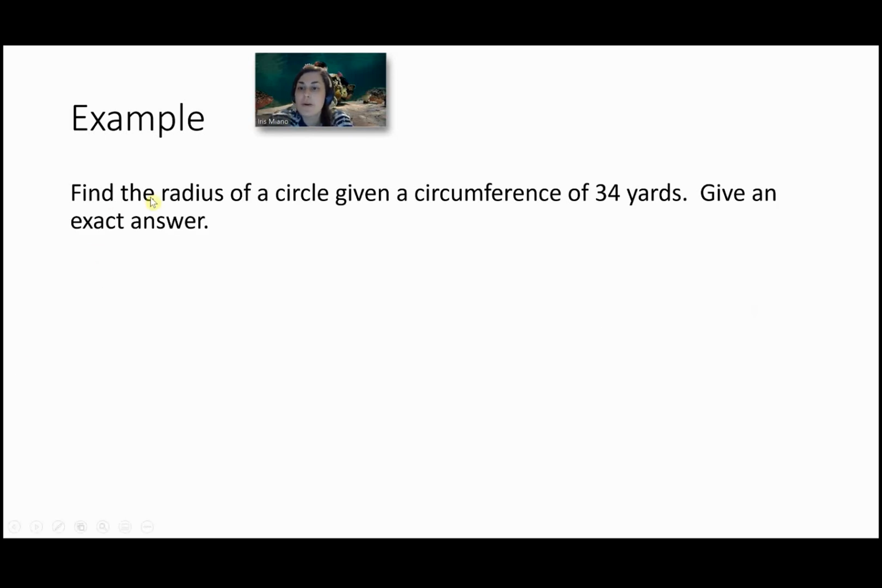Now, in this example, we're tasked with finding the radius of a circle given the circumference of 34 yards. Give an exact answer. So we're going to go backwards with it. We're given a circumference, and we're going to use that in order to calculate the radius. It's like the backwards version, so to speak, as far as the process is concerned, compared to the first example.